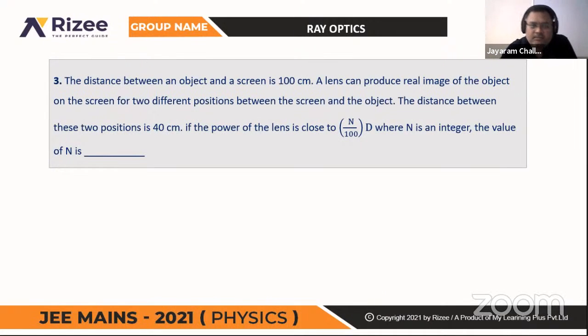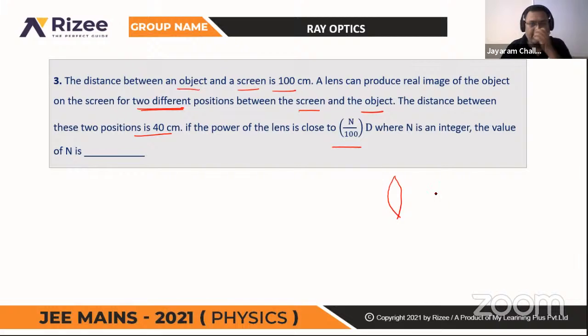The distance between an object and the screen is going to be 100 centimeters. A lens can produce a real image of the object on the screen for two different positions. The distance between those two positions is going to be 40 centimeters. He is asking what the power is going to be. It is a case of the lens displacement method or conjugate foci method for the determination of the focal length.